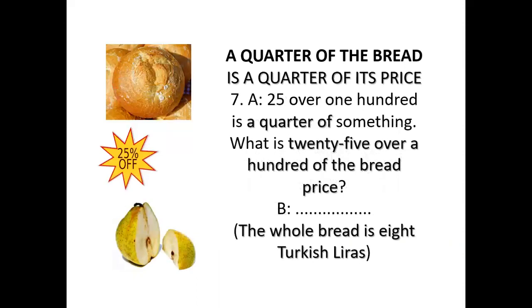A quarter of the bread is a quarter of its price. 25 over 100 is a quarter of something. What is 25 over 100 of the bread price? Of course, it is a quarter of the bread price.